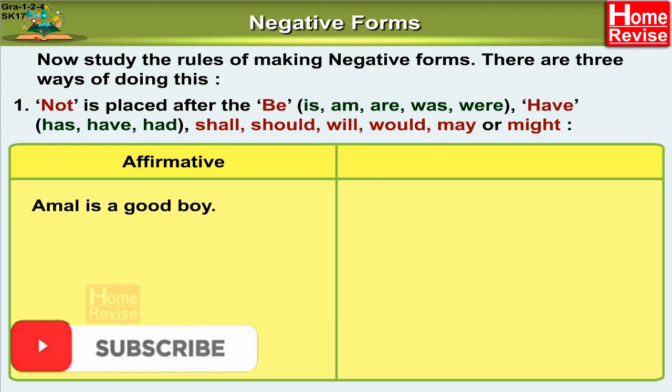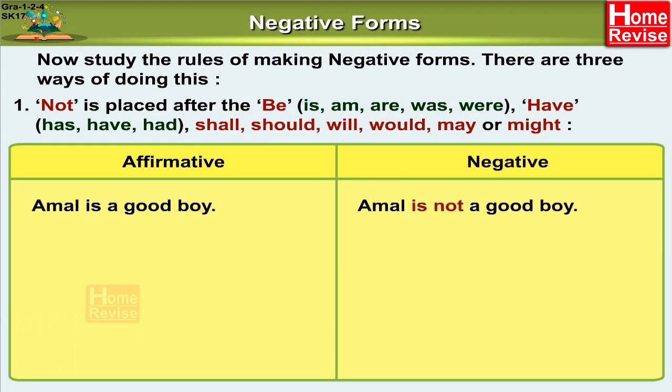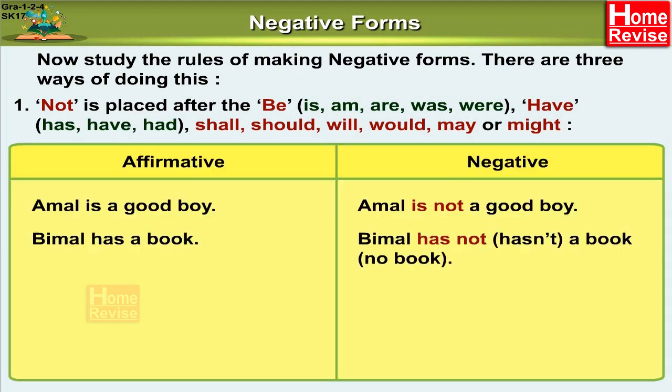Affirmative: Amal is a good boy. Negative: Amal is not a good boy. Affirmative: Bimal has a book. Negative: Bimal has not, means hasn't, a book means no book. Bimal has not a book.